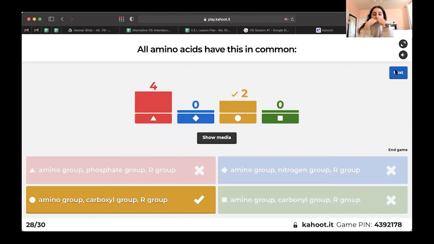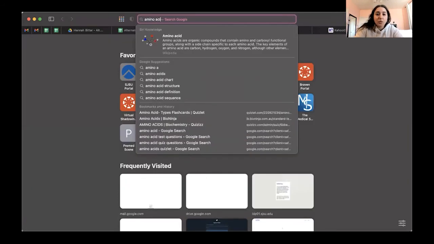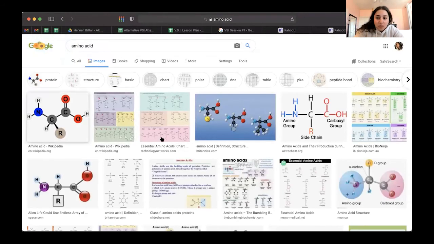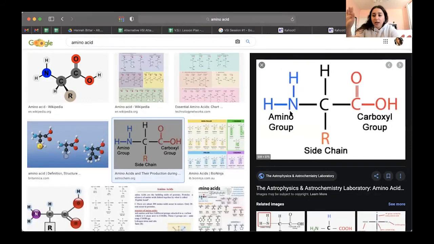Okay, so all amino acids, I'm just going to pull it up because it is way easier to show. No matter what amino acid we're talking about, they're all going to have the same structure. They're all going to have an amino group, a carboxyl group, and an R side chain. And the R side chain is what is different. If you block out the R side chain, the other parts, the amino group, the H bond, and the carboxyl, all amino acids will have that. The only thing that's changing is the side chain.